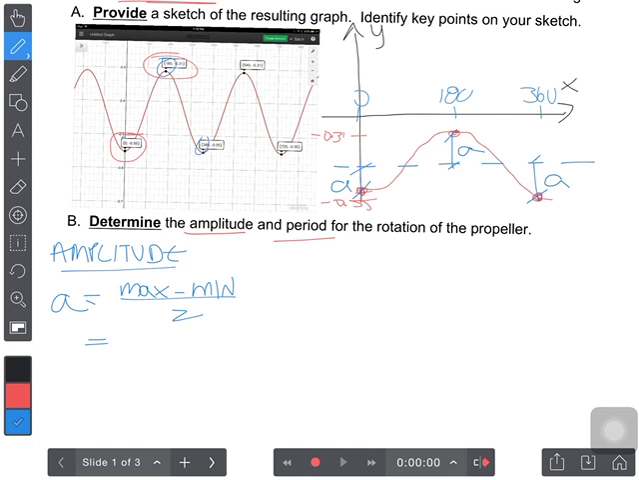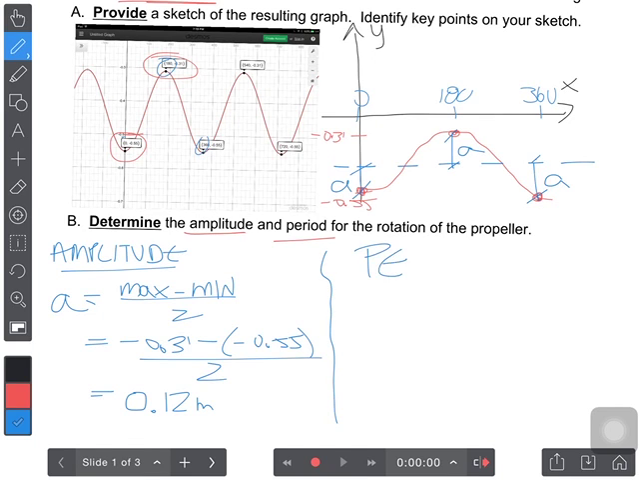All right, so my maximum value is negative 0.31 minus negative 0.55. Divide that by 2, and I end up with 0.12 meters. Okay, so my amplitude is 0.12 meters. My period, so period is how long it takes for one cycle to complete. So length of one cycle.